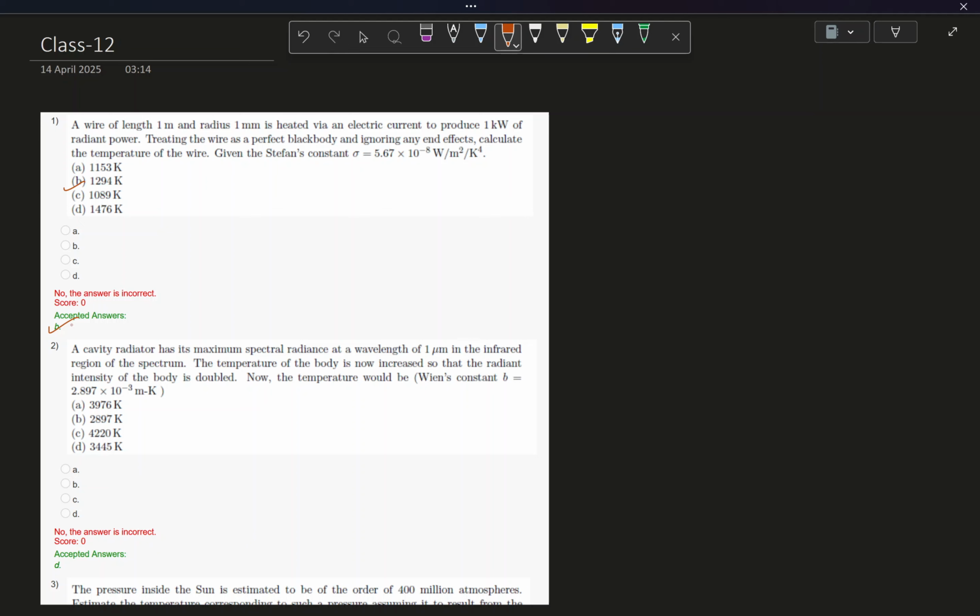Now let us move on to question number 2. It says that a cavity radiator has its maximum spectral radiance at a wavelength of 1 micron.